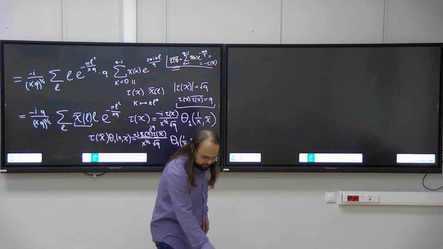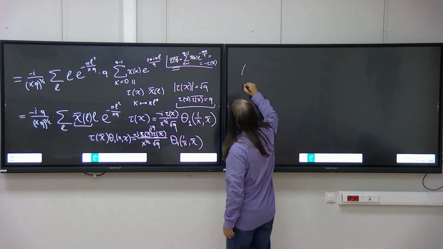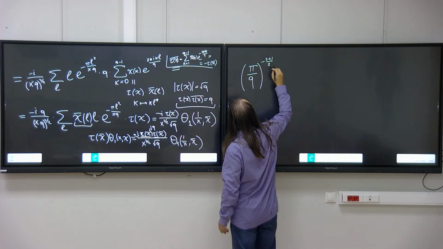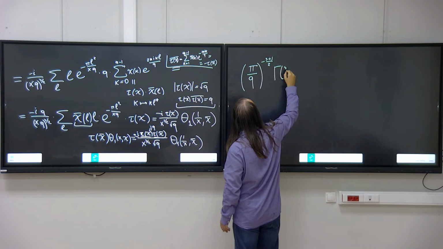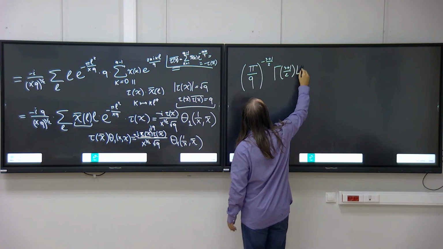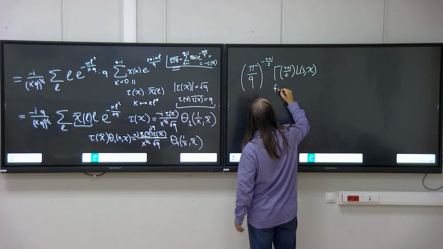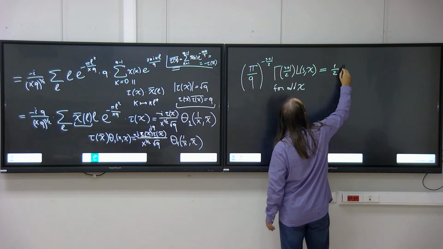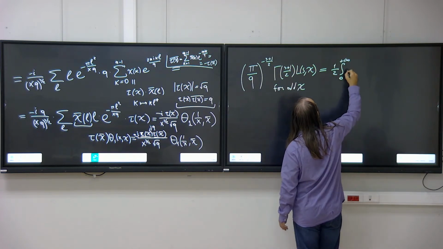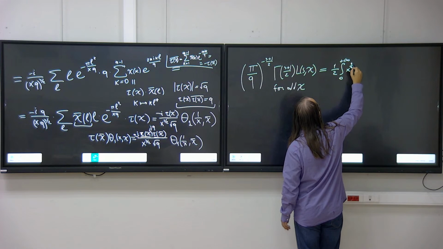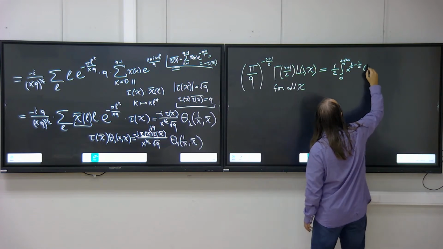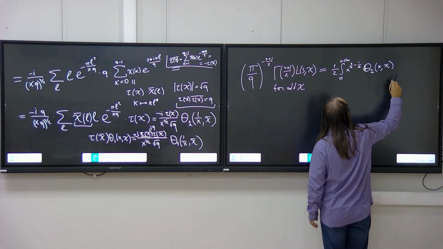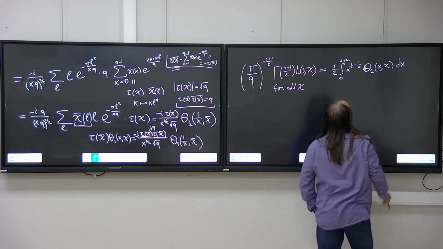Okay, so what I would like to state now is that pi over q to the power minus s plus 1 over 2, gamma of s plus 1 over 2, L of s chi for odd chi is equal to 1/2 integral from 0 to plus infinity x to the power s over 2 minus 1/2 theta 1 of x chi dx.